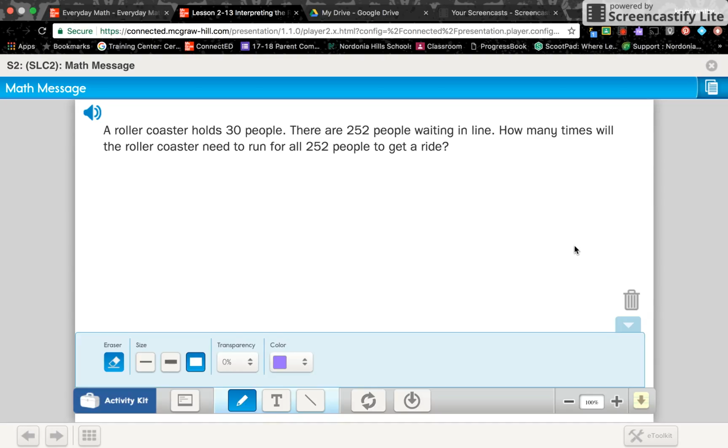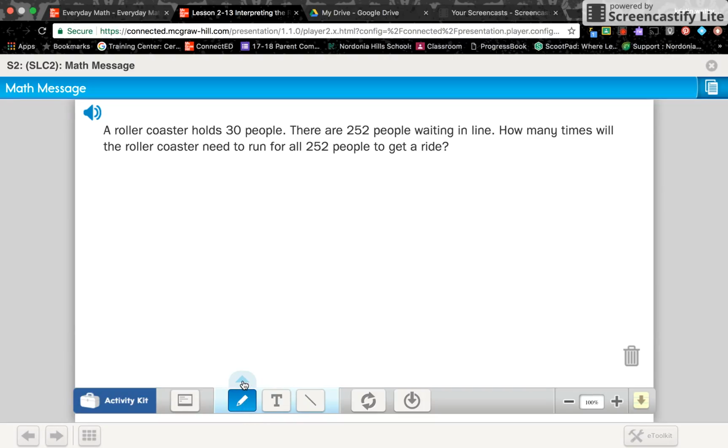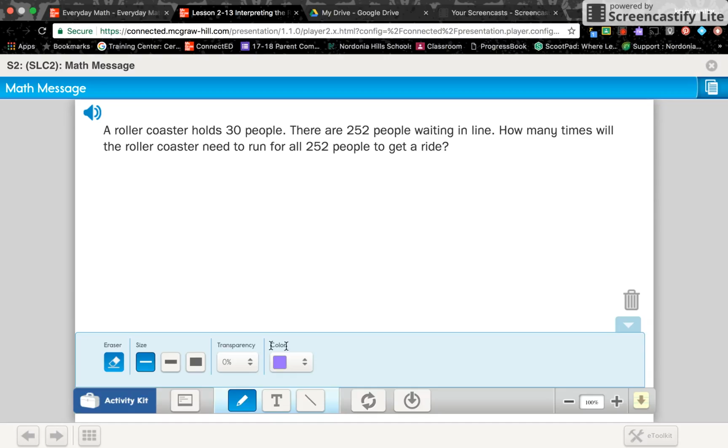So if we look at the story problem: a roller coaster holds 30 people, there are 252 people waiting in line. How many times will the roller coaster need to run for all 252 people to get a ride? So the first thing we need to do is find the important information. Our important information is that a roller coaster can hold 30 people at a time, and there's 252 people waiting.